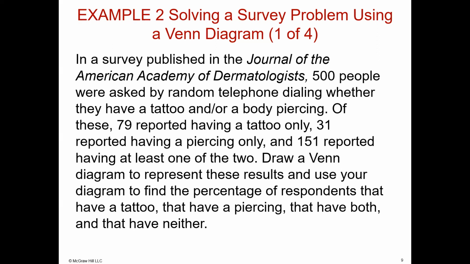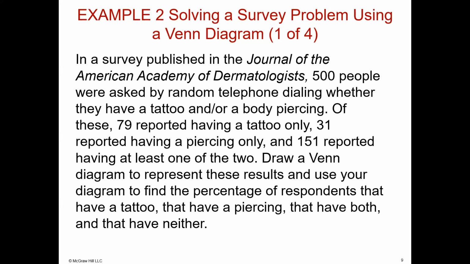Now, I have a question for you. If it says at least one of the 2, does that mean they only had one of the 2, or could they have both? What do you think? They could have both. That's right. So we need to understand what these words, at least, mean. At least one means they could have had just one, but they could have also had 2, more than one. That's what at least one means.